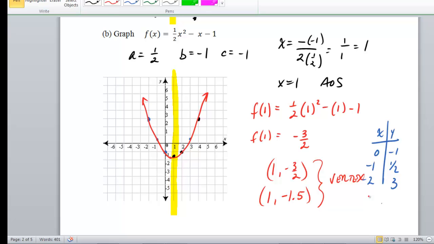So this is our first two examples of graphing quadratics in standard form. The next set of examples are going to use these skills, but not necessarily to graph.